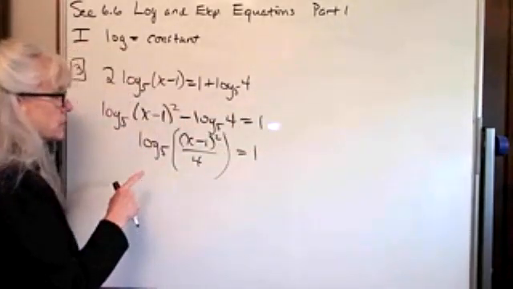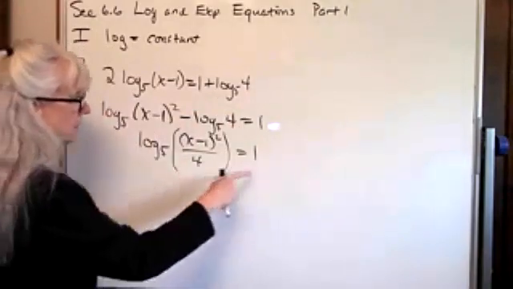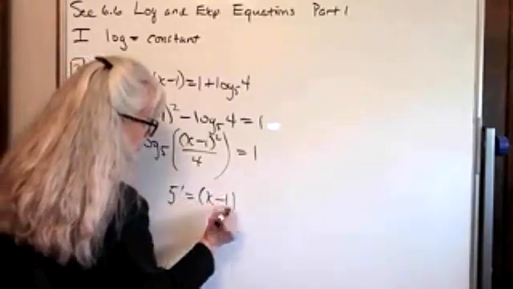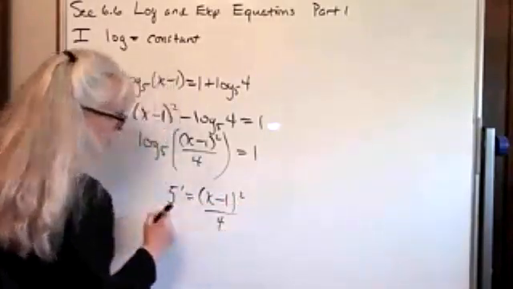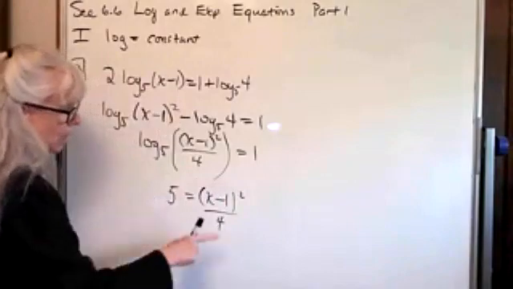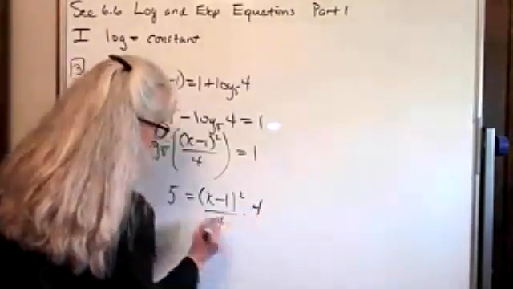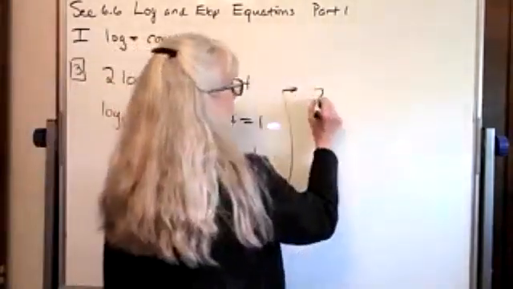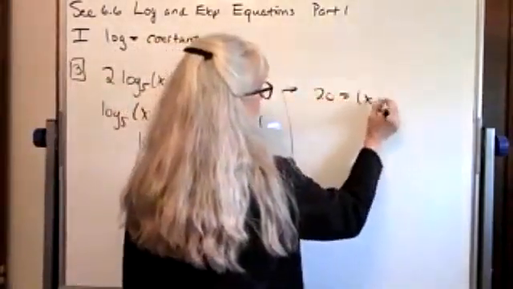So now what we're going to do is change into exponential form. So this would be 5 to the first power is equal to x minus 1 squared over 4. 5 to the first power is just 5. At this point, let's clear the fraction. Multiply both sides by 4 to clear the fraction. So that's going to give me 20 is equal to x minus 1 squared.